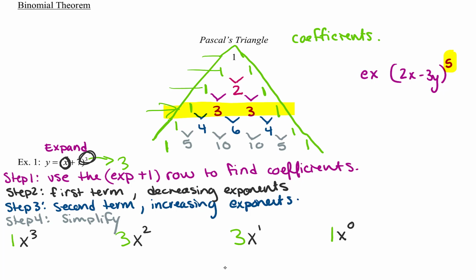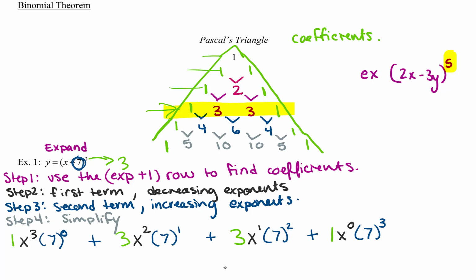The next thing is I'm going to take the second term. So in this case, it's a 7. And I'm going to place that next to the first term, and I'm going to have increasing exponents beginning at 0. I'm going to put in addition signs in between.